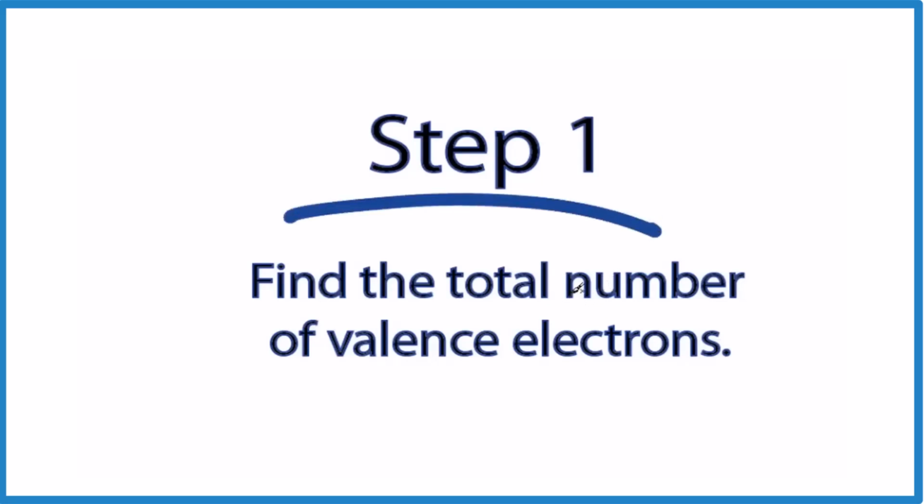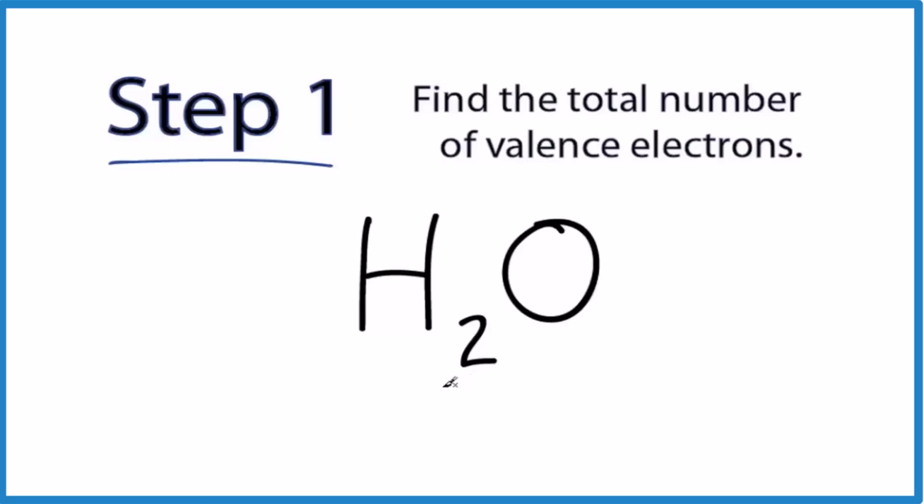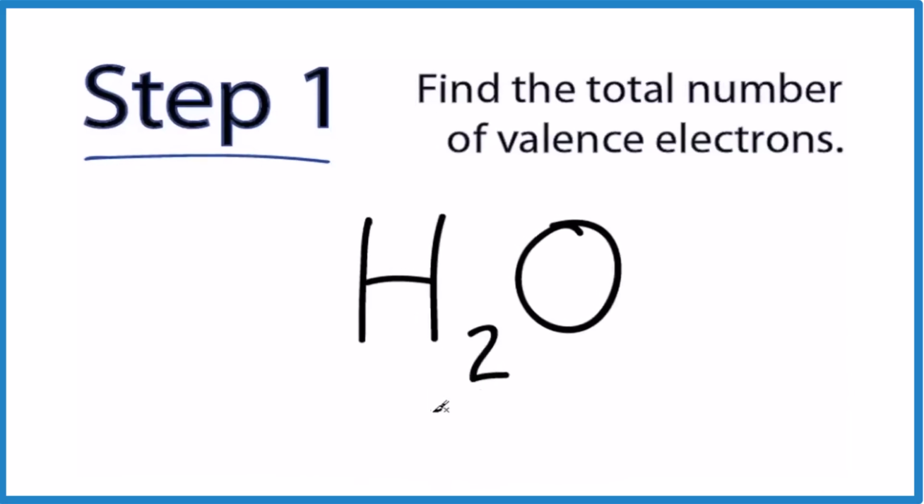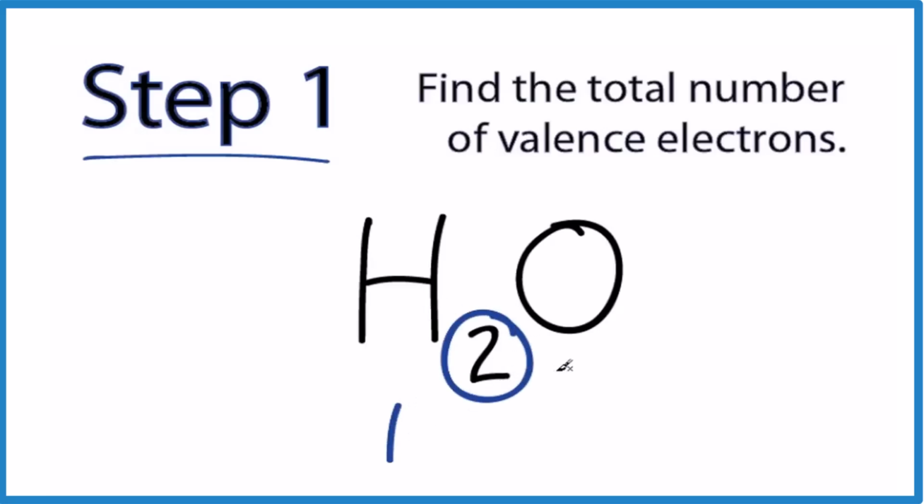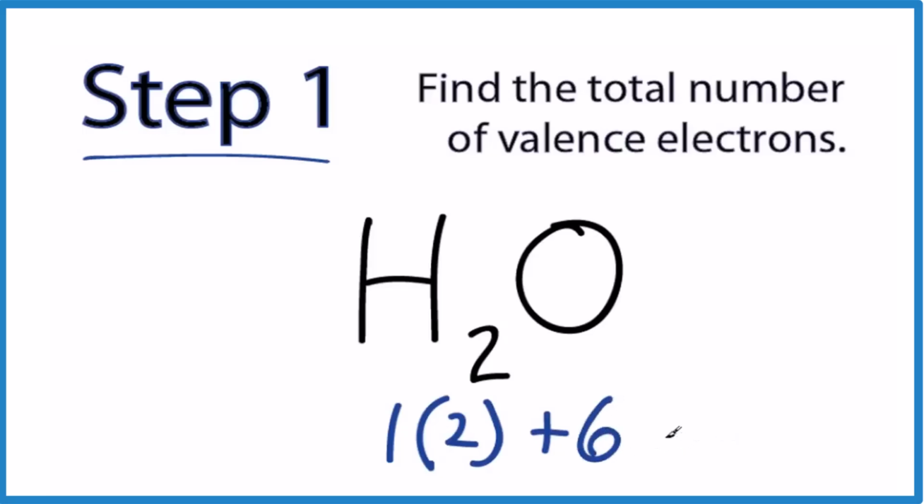Find the total number of valence electrons for the molecule you're drawing the Lewis structure for. Let's try one. We'll use the periodic table to figure out how many valence electrons each element has. Hydrogen is in group 1 on the periodic table, so it has 1 valence electron, but the subscript tells us that we have 2 hydrogens. So we'll need to multiply that by 2. Oxygen is in group 6 or 16. It has 6 valence electrons, and when we add that up, 2 plus 6, we get a total of 8 valence electrons for H2O. Remember, valence electrons are the outer shell electrons. They're the ones that form chemical bonds and interact with the world around them.